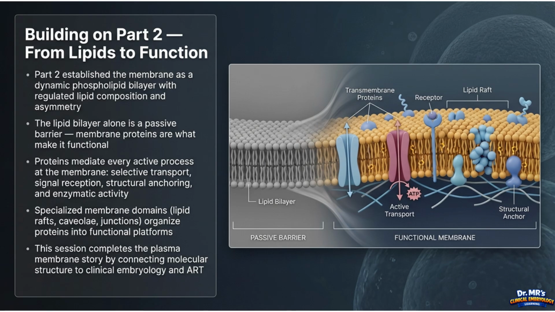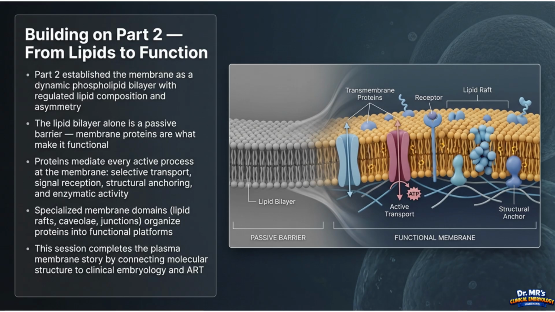In Part 2, we established the membrane as a dynamic phospholipid bilayer with carefully regulated lipid composition and asymmetry. We examined how cholesterol modulates fluidity, how phosphatidylserine sits exclusively on the inner leaflet, and how lipid asymmetry underpins signaling and membrane identity. We introduced the concept of specialized membrane domains, lipid rafts, and caveolae, as ordered platforms within the broader fluid membrane. If Part 2 was about the architecture of the wall, Part 3 is about everything installed within and around that wall: the gates, the sensors, the scaffolding, and the signaling apparatus.